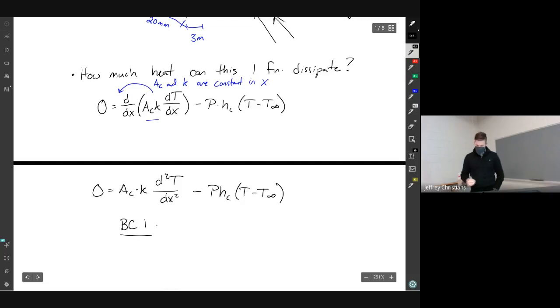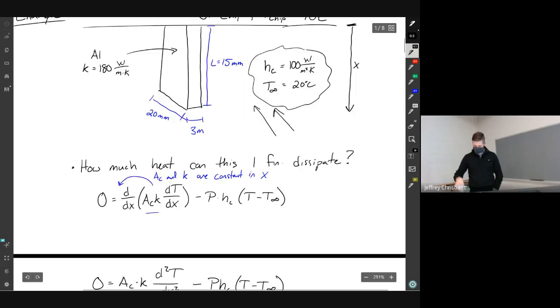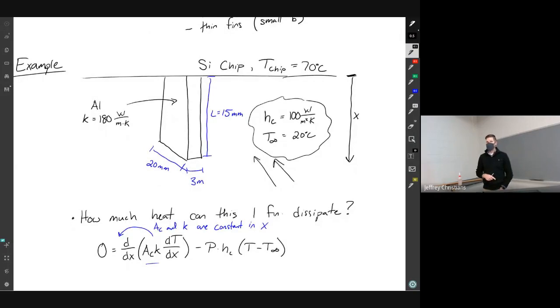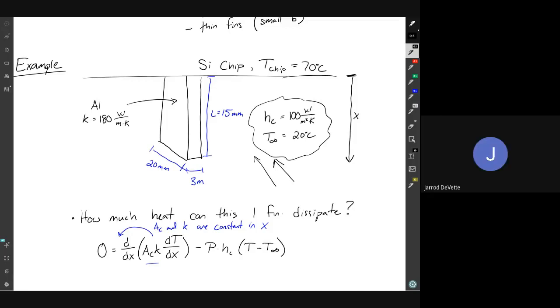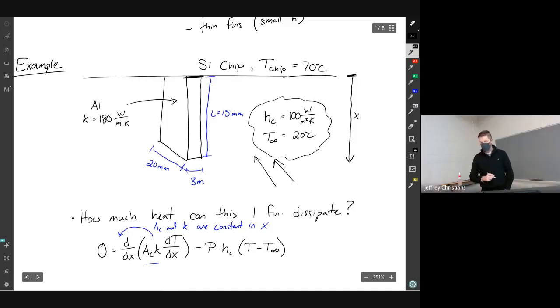So the first boundary condition, okay, what would be a boundary condition at x equals 0? At this base, that would be x equals 0. So what do we know about the temperature there, or the slope of the temperature there, or something else that might help us with a boundary condition? That x equals 0 at 70.